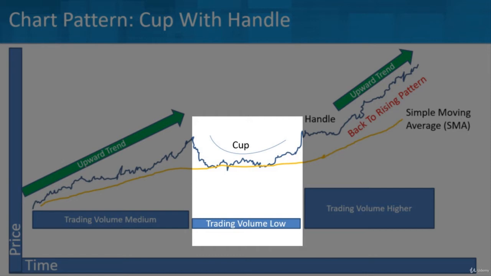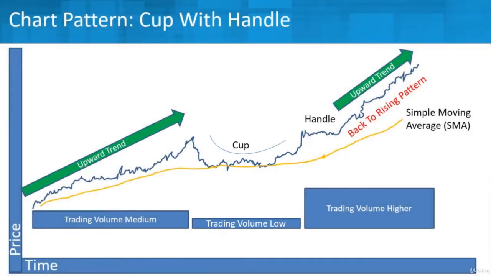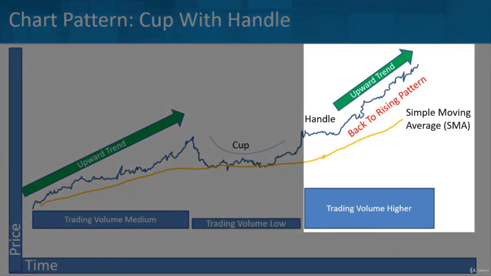The prices kind of bounce up and down a little bit in more of a flat part, forming in fact the bottom of the cup. And you'll see the trading volume is low on this. So you can see how they're all working together here, that the trading volume is low. And then as we go back up, a handle forms. And that's when the handle forms, and certainly when there's the continuation pattern of the upward trend, we're back to this rising pattern, back to this upward trend.